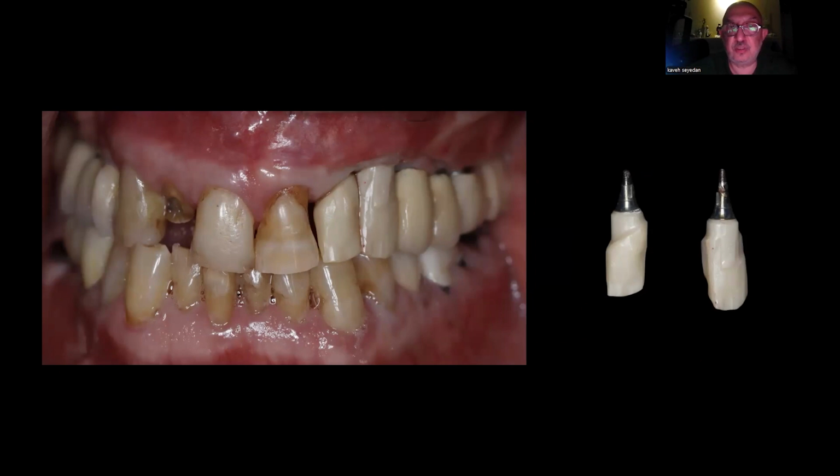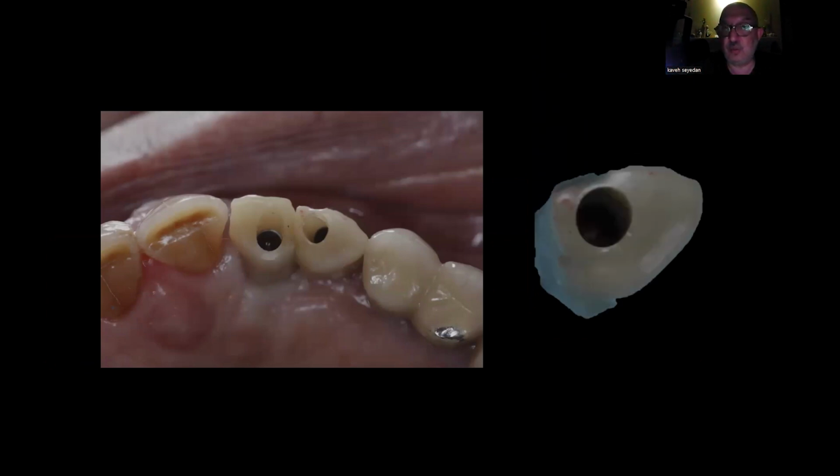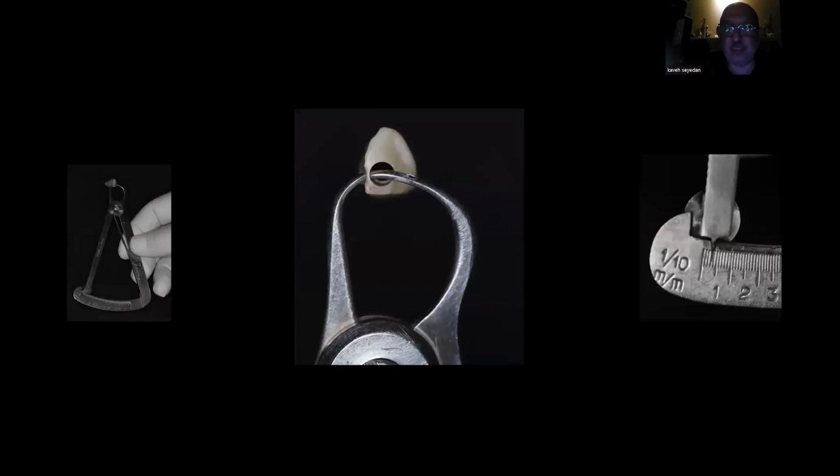Upper left lateral and canines were restored by two tie bases and zirconia core. Here it is. They look pretty good. If you look at them from the incisal edge, the lateral looks good, but the canine, I guess that the minimum thickness at the screw axis hole area is not enough. So I tried to measure it with a gauge, and to my surprise, it's 0.4 millimeter.